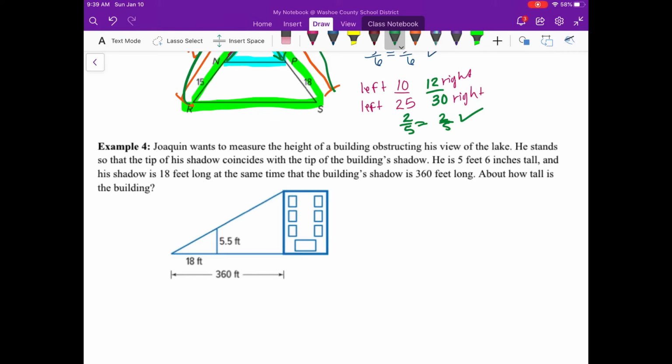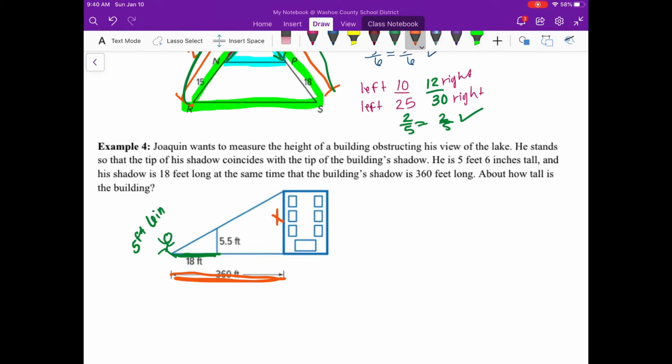Okay, and lastly, I have a word problem. So we have somebody that wants to measure the building. He stands so that the tip of his shadow coincides with the tip of the building shadow. So we have a person here, and he is 5 feet 6 inches tall. Okay, and his shadow is here, 18 feet. At the same time, the shadow of the building happens to be 360 feet. So we're looking for x.